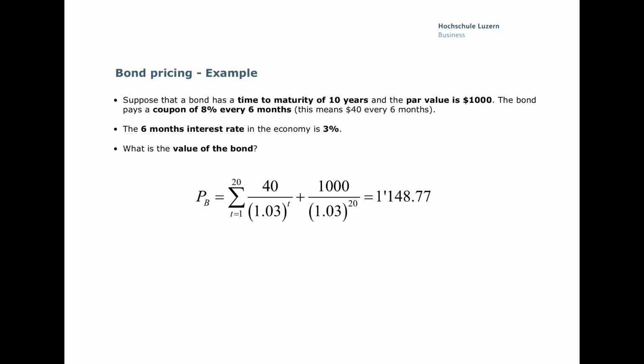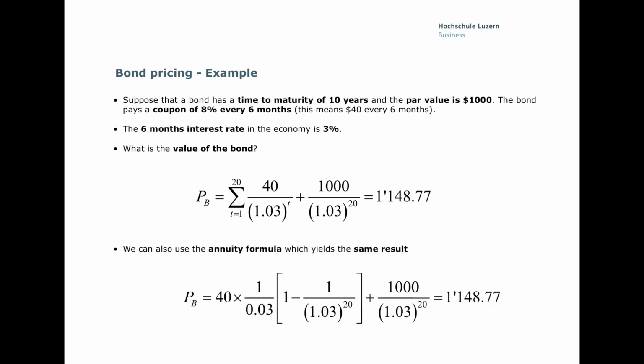$1,148.77. Note that the bond pays interest twice a year, which implies we have 20 periods under consideration. We can achieve the same result by using the annuity formula. Substituting in the given numbers and doing the math right, we obtain a bond valuation of $1,148.77.